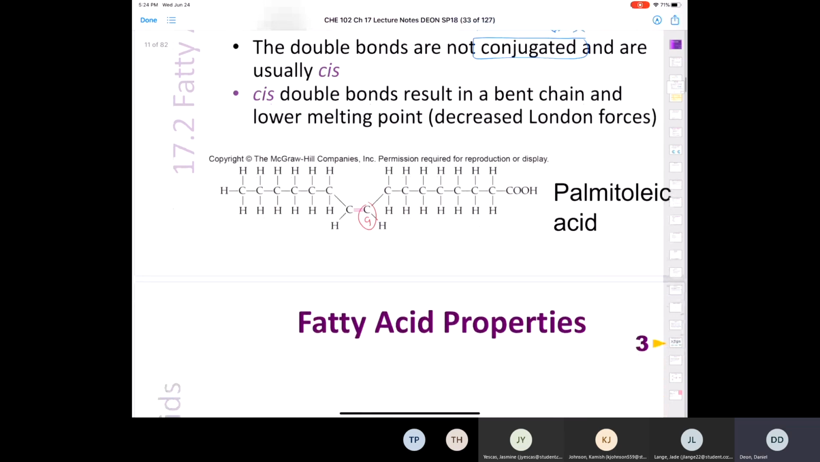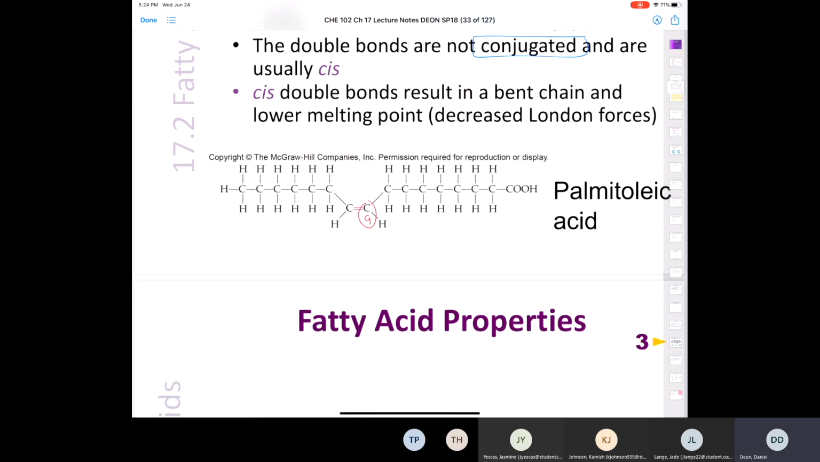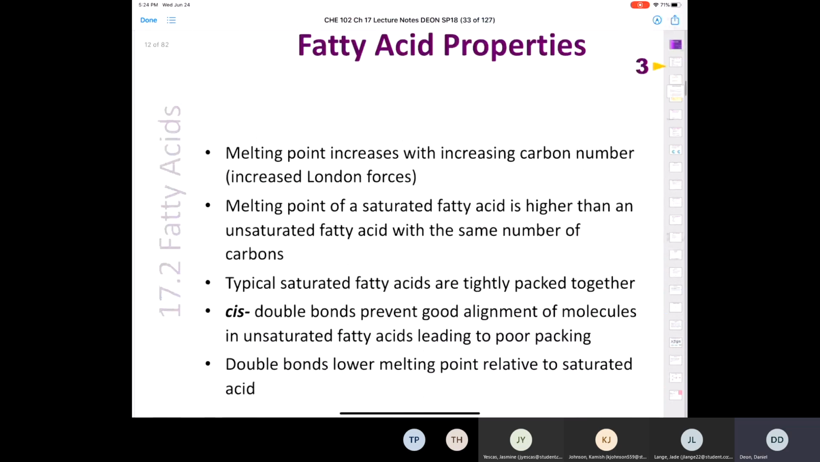So this molecule that's shown down here has a cis double bond. It's a cis fat, and it's called palmitoleic acid.